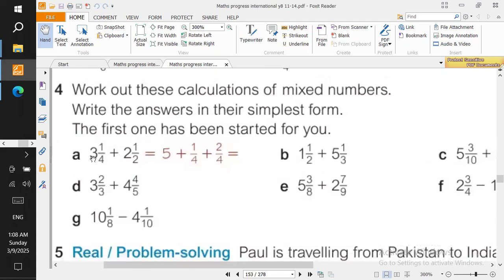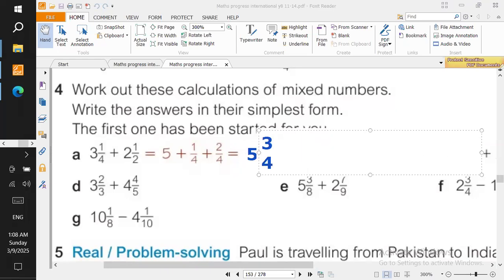First, in addition, we can add the whole numbers. 3 plus 2 is 5. And then we're going to take the fractions and add them. So 1 over 4 plus 2 over 4 is going to be 3 over 4. So we're going to add 5 to 3 over 4, so 5 plus 3 over 4. And that's the idea, which is 5 and 3 over 4, like this.